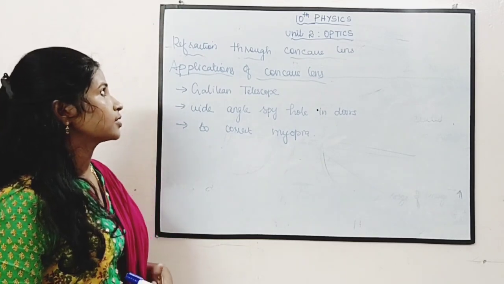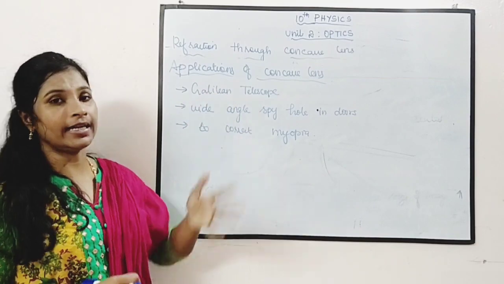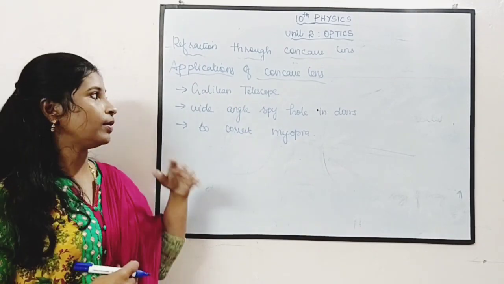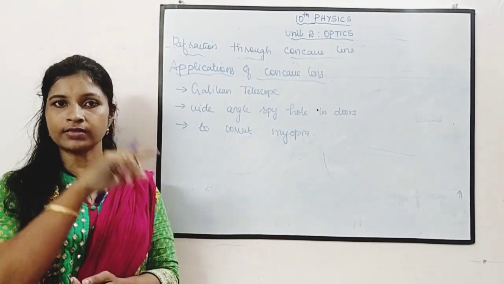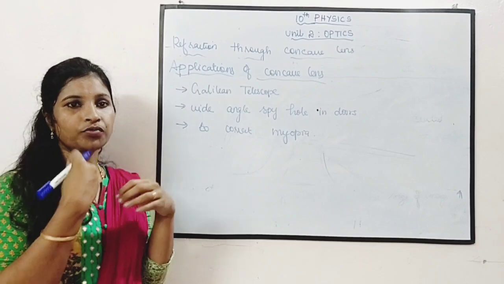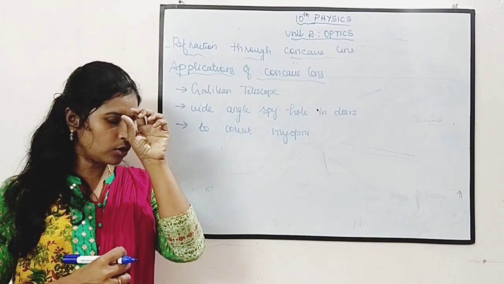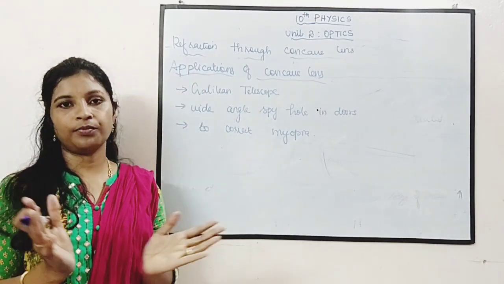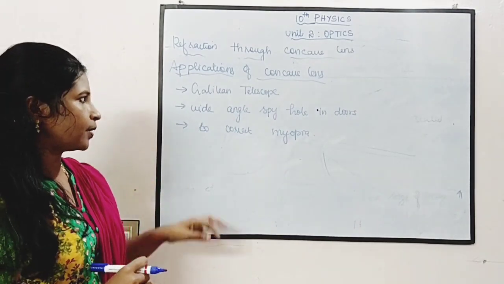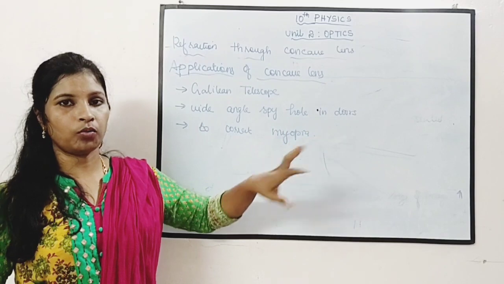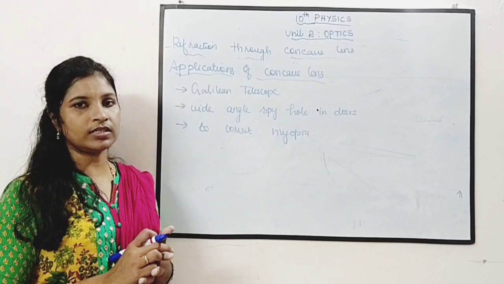Now let us discuss the applications of concave lens. We apply the concave lens in Galilean telescopes. Then wide angle spy hole in doors. You might have seen them in doors, right? To find out who is on the other side of the door, we use this lens. When we look through that lens, we can get a very big image of who is standing over there. For that purpose, that is the wide angle spy hole, we use this concave lens.